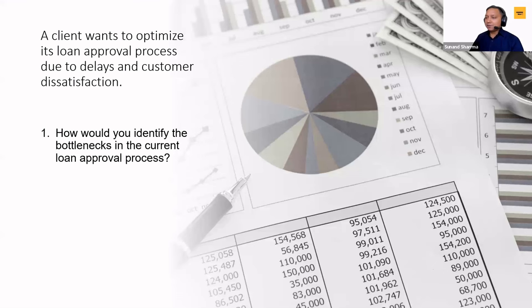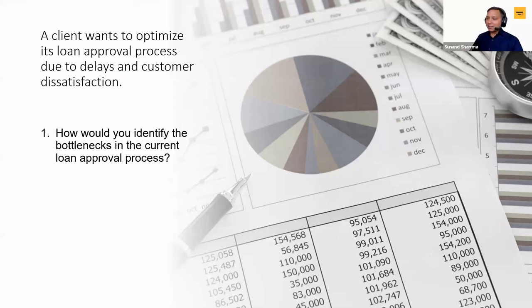Okay, so the very first question is, a client wants to optimize its loan approval process due to delay and customer dissatisfaction. So how will you identify the bottleneck in the current loan approval process? So friends, this question has three follow-up questions. So this is the first one, how you identify the bottleneck.